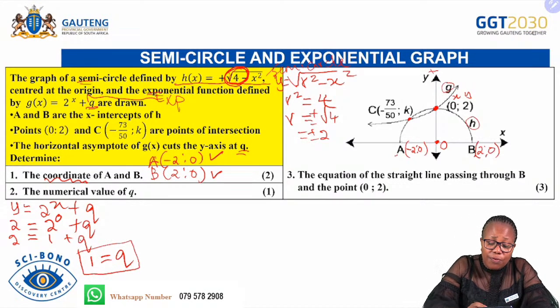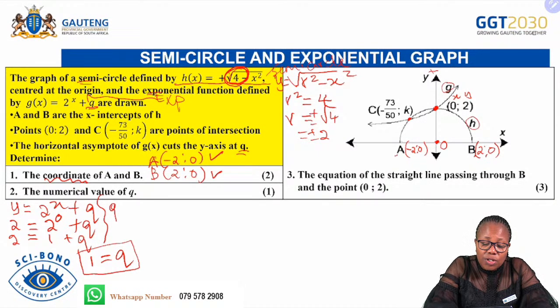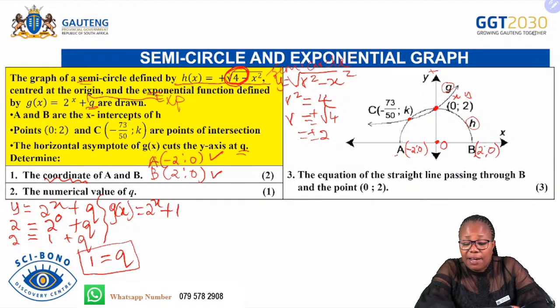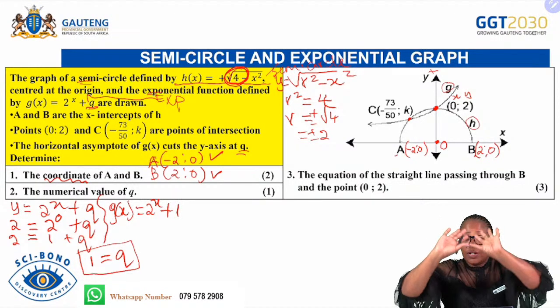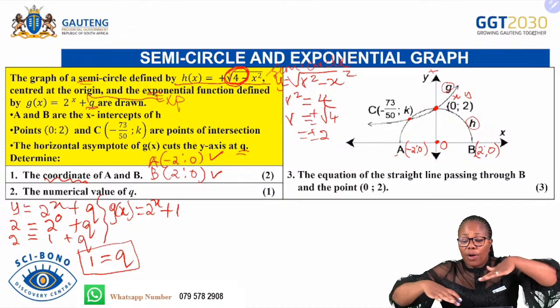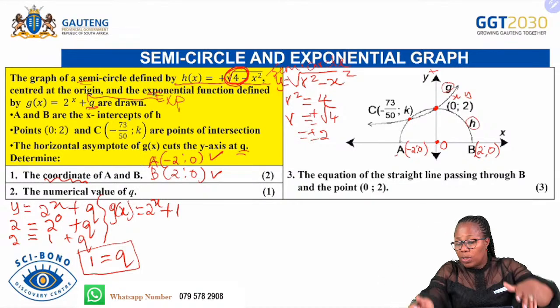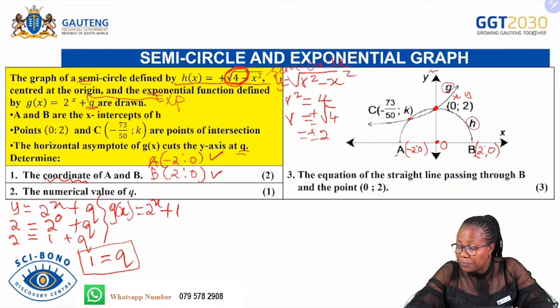Okay, so if you want to write this equation again now with correct values, it will be g of x equals 2 to the power x plus 1 now. That simply means this graph has shifted 1 unit up. As you can see, it moved away from the x-axis now. It's 1 unit up. Okay.